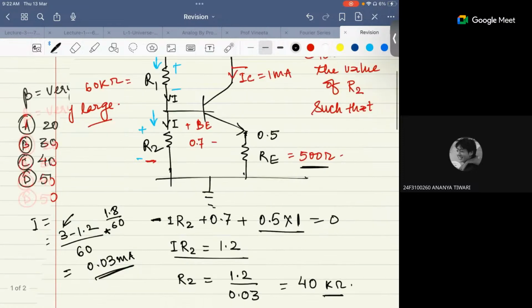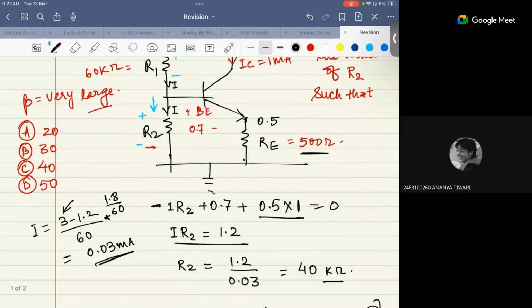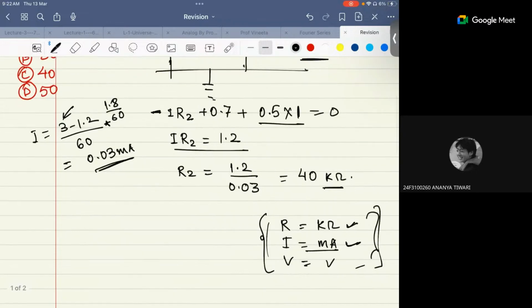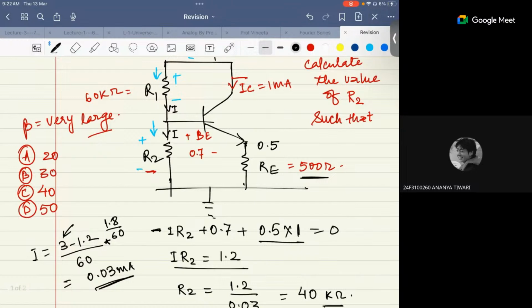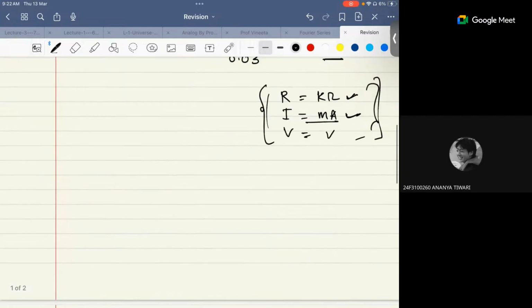Whenever you are dealing with the bipolar junction, your resistance will always be in some kilo ohm and your current will come out in some milliampere. And the volt will always be in volt itself. So do not worry about the kilo ohm or milliampere, just write it as it is. But always think that you're writing in the form of milliampere. If it is in ohm, write it in kilo ohm and then write the equation. That will simplify everything. Is it clear to everyone?